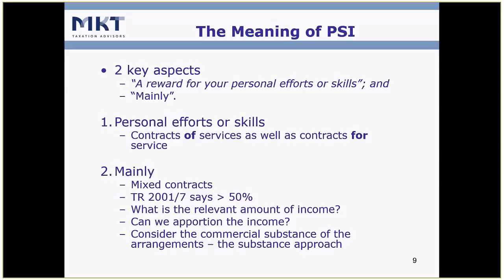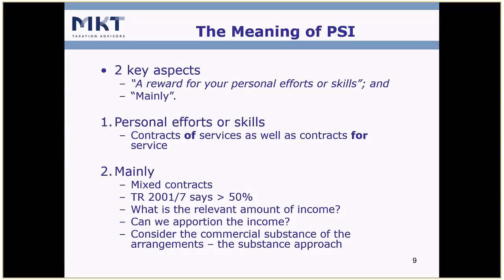The more important one to look at there is mainly. So I said mainly is more than 50%. So if you look at a particular invoice from a client, a contractor, and the invoice, whether it's mixed or in one line item, if it's mainly a reward for the personal efforts or skills of the principal, it's going to be PSI. There's no argument about it. But in the tax ruling 2001-7, it does allow you to identify and isolate different portions of income.